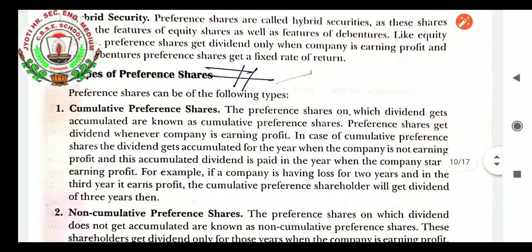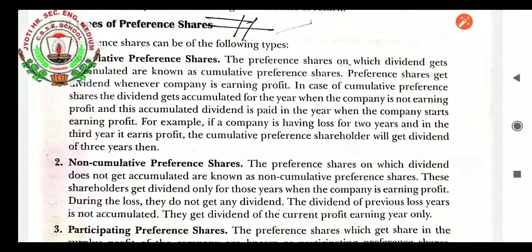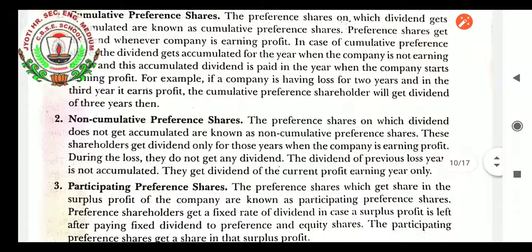For example, if a company has a loss for 2 years and in the third year it earns profit, the cumulative preference shareholder will get dividend for 3 years together in the third year. Non-cumulative preference shares are the type of preference shares on which dividend does not get accumulated. This shareholder gets dividend only for those years when the company is earning profit. Like the equity shareholders, they get the part of the profit only in the year when the company is earning profit.